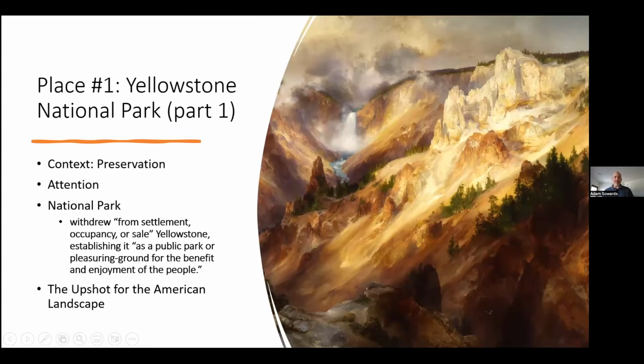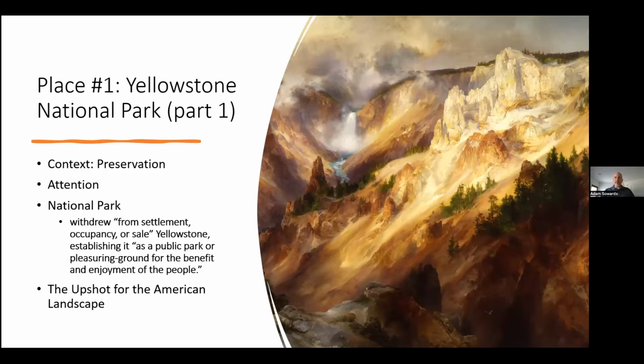Let's move forward to place number one. And both my places, I've got two parts to them, so we'll see Yellowstone a second time in this presentation as well. So some context here. We're going to zoom forward into the 19th century. And the context is the need to preserve certain landscapes or certain animals. So that's the thing that I want us to keep in mind.